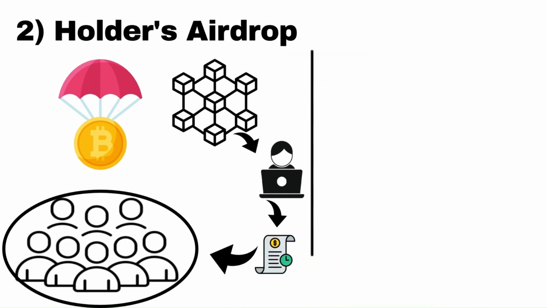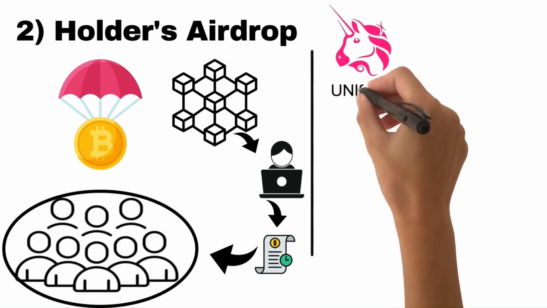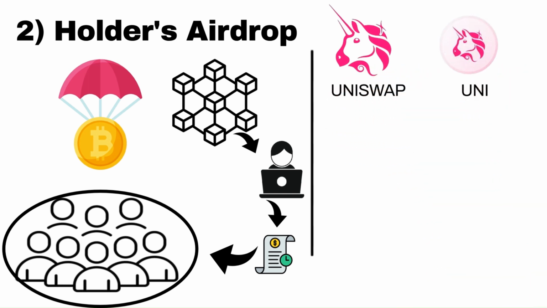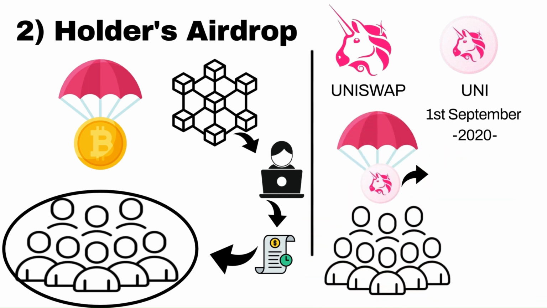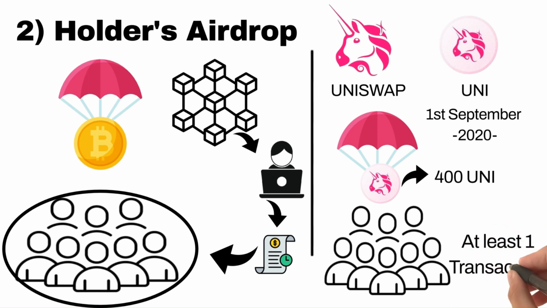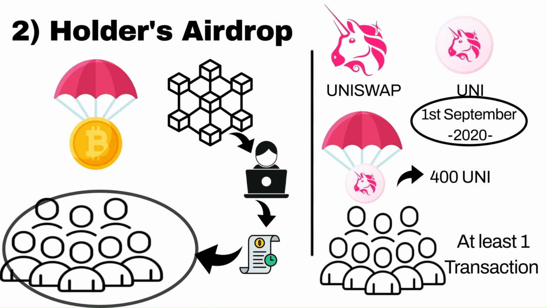An example of a holder's airdrop is the Uniswap (UNI) airdrop. In September 2020, Uniswap rewarded its early users with 400 UNI tokens each. Eligible users had to have conducted at least one transaction on the Uniswap platform before September 1, 2020. This airdrop aimed to reward early adopters and decentralize governance by distributing tokens to a broad user base. Users could claim their tokens directly through the Uniswap platform.